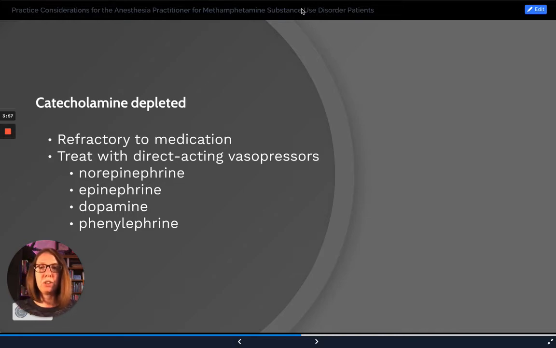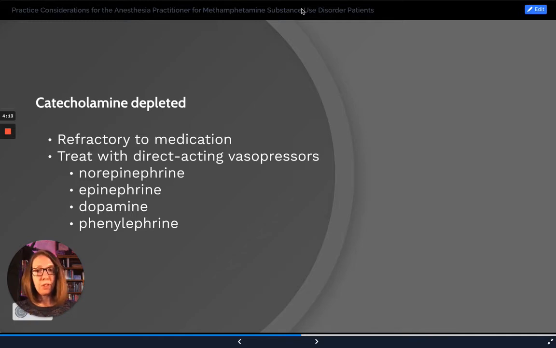You're not going to use ephedrine because ephedrine is just going to dump our endogenous supply of catecholamines. We've already dumped that. We don't have any more. So you're going to want to use norepinephrine, epinephrine, dopamine, phenylephrine. Usually we have phenylephrine in our drawers.